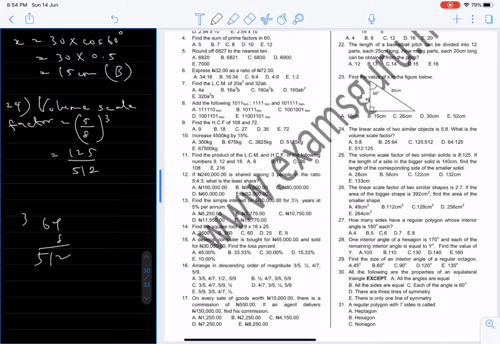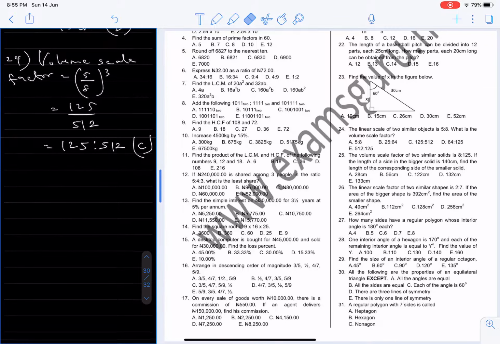That's ratio 125 to 512. I'm just writing that properly. Ratio 125 to 512, and the correct option is C. Now to the next, which is number 25.